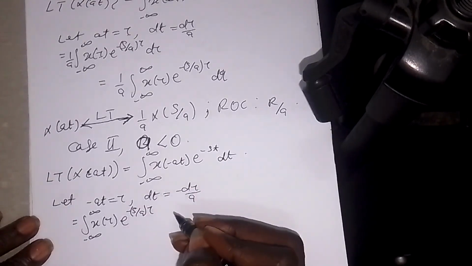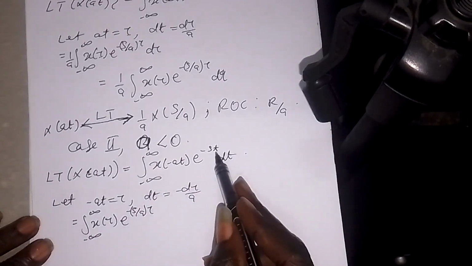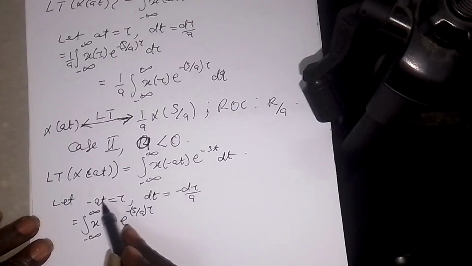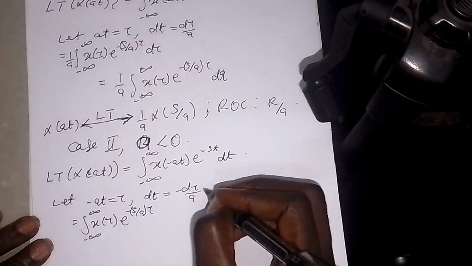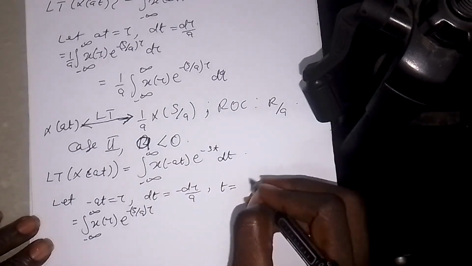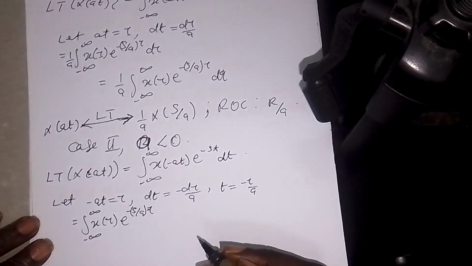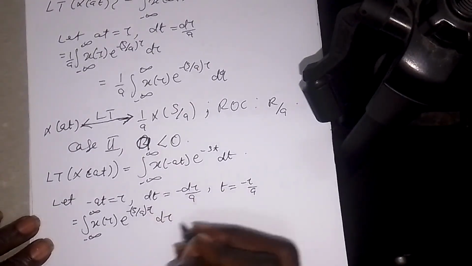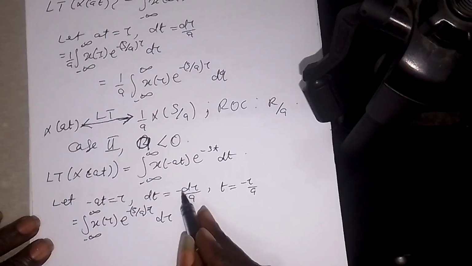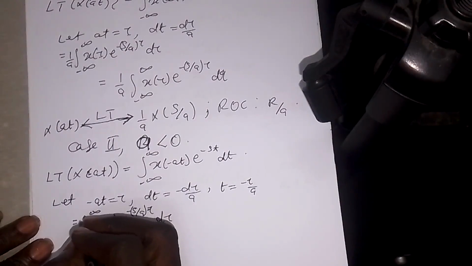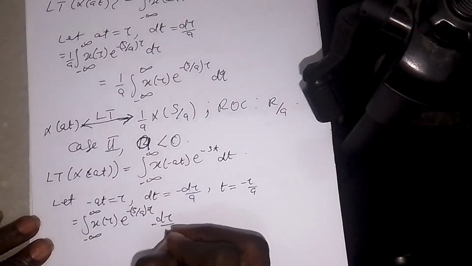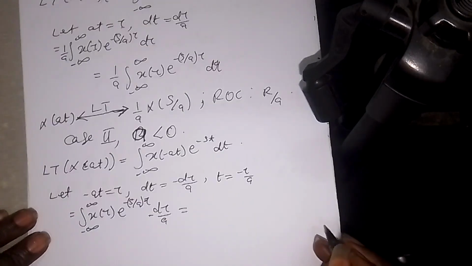But here what you have to know is that dt is equal to minus d tau over a. So here I'm supposed to have the minus over here, the d tau over a, because dt is equal to minus d tau over a. So I'll bring here minus a.